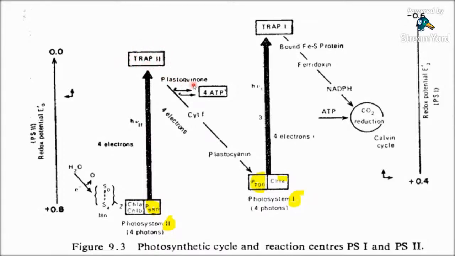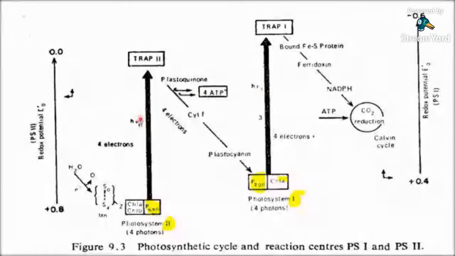Then they will move towards the plastoquinone. From plastoquinone, they will move towards the cytochrome. But during this, there is generation of ATP molecules. Through the cytochrome, the electrons will move towards the plastocyanin. From plastocyanin, they will reach photosystem 1, which is the P700 center of the chlorophyll A molecule. There the electrons will be trapped on the absorption of some energy.